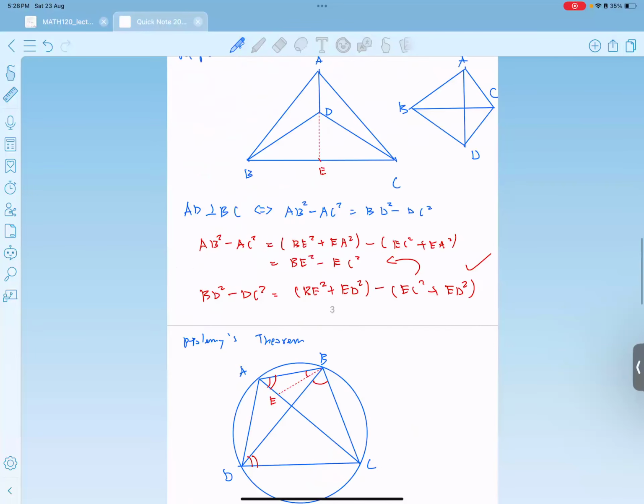AD is the angle bisector. These two angles are equal. Then you'll have AB over BD equals AC over DC. So these two angles are equal with that, and it's equivalent.